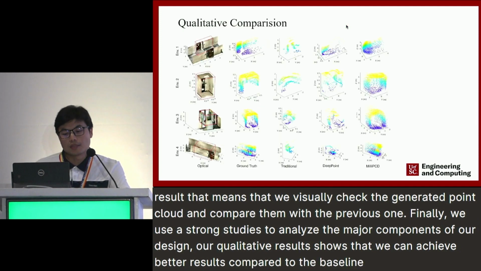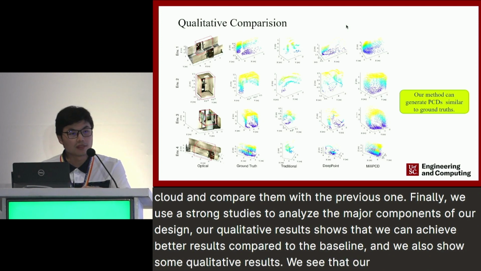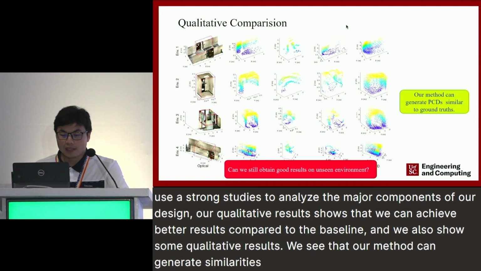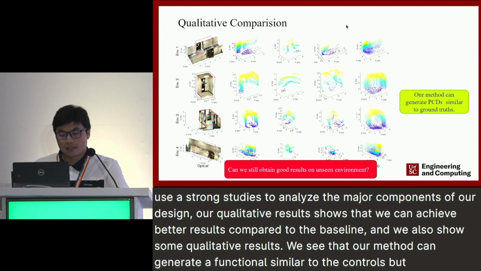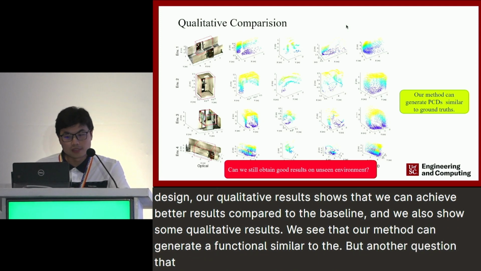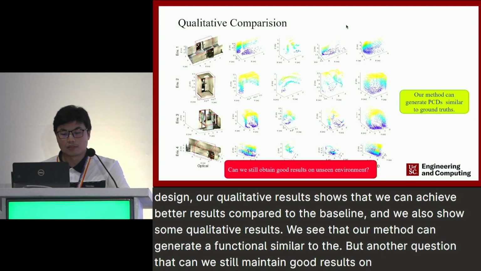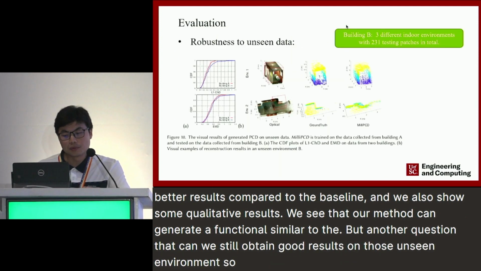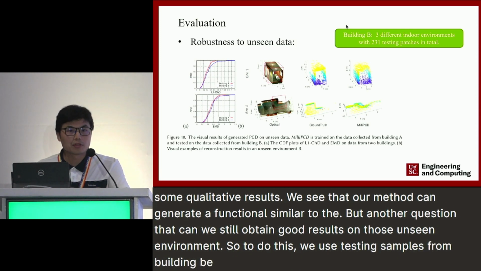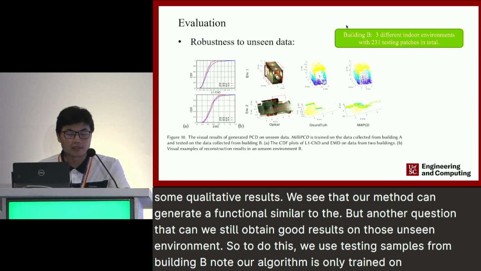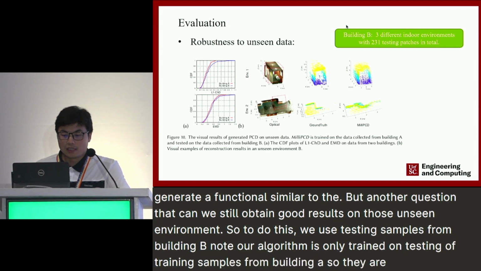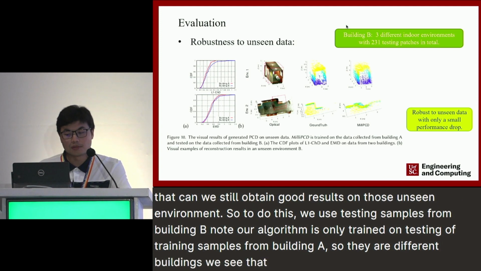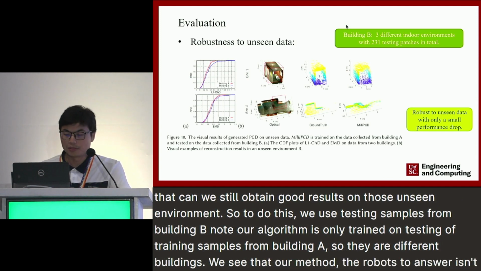And we also show some qualitative results. We see that our method can generate point clouds similar to the ground truth. But another question is, can we still obtain good results on those unseen environments? So to do this, we use testing samples from building B. Note that our algorithm is only trained on training samples from building A, so they are different buildings. We see that our method is robust to unseen data with only a small performance drop.